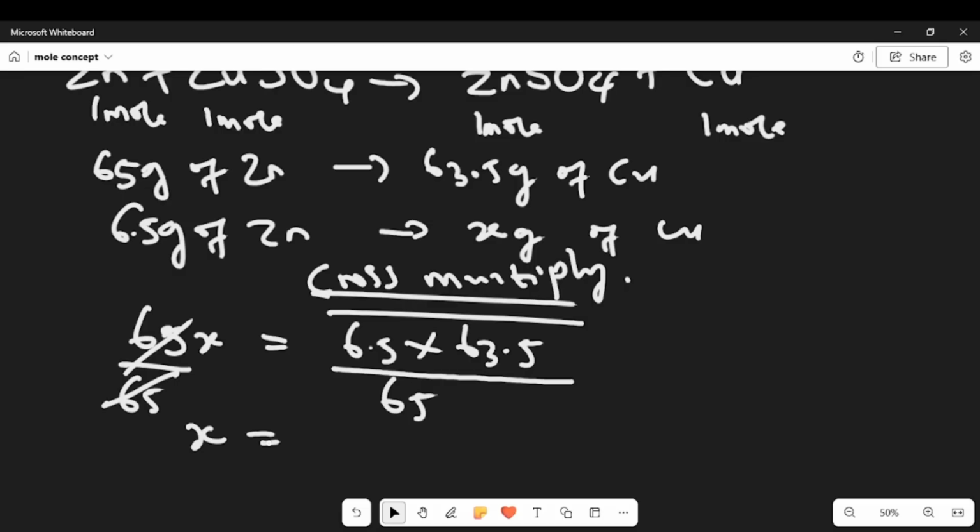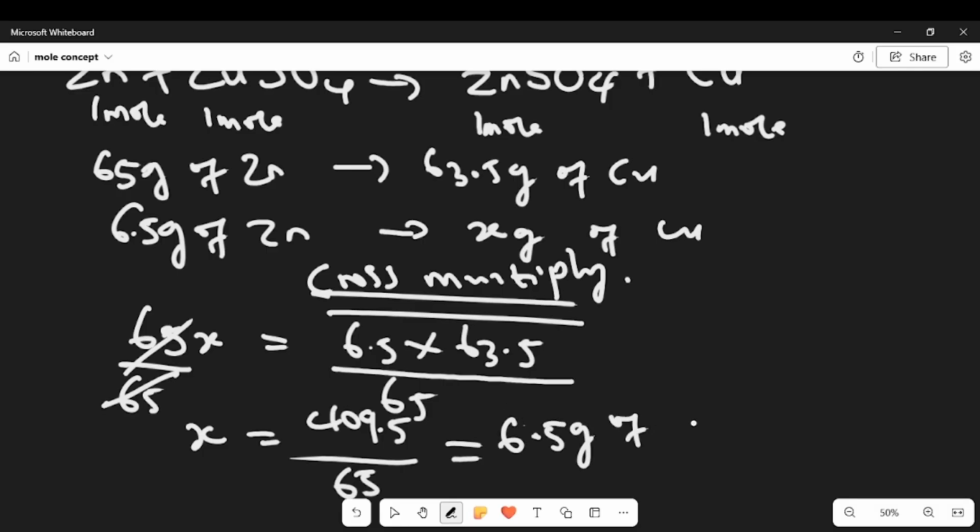X equals 6.5 multiplied by 63.5. That will give you 409. My own calculator said 409.5. We divide it by 65. So let's divide it by 65. And my own calculator gave me 6.5 grams of copper.